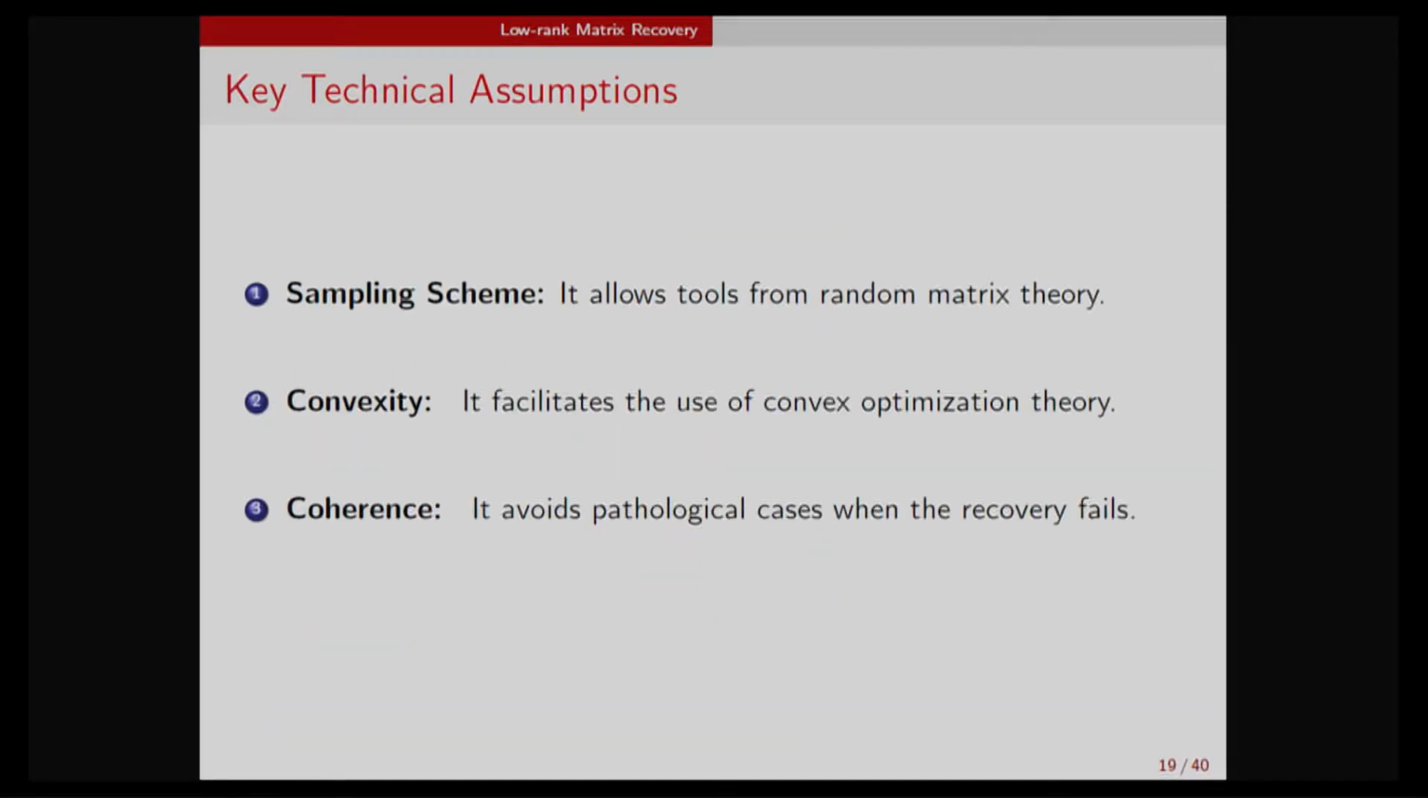So the key technical assumptions are, first is the sampling scheme, meaning that later on when I'll briefly talk about the proof, you use techniques from random matrix theory to show that there is equivalence between the convex nuclear norm minimization and the actual rank minimization. We are solving a convex problem, so of course we use tools from the convex optimization theory, and this coherence is basically a limit which avoids these pathological cases where the recovery fails.